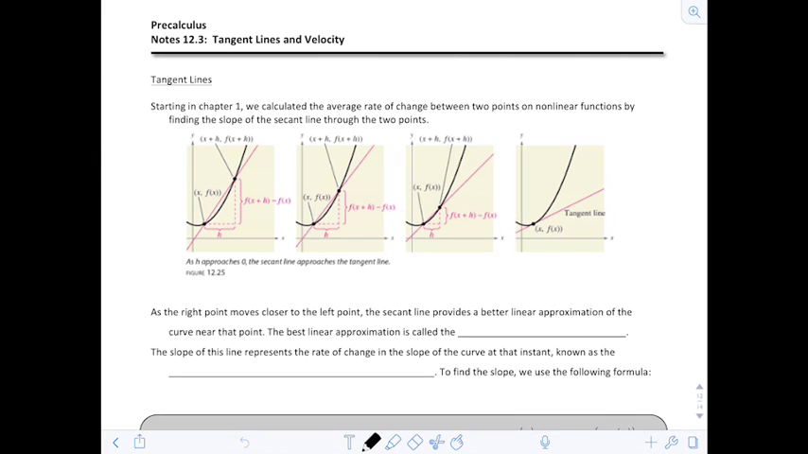Okay, 12.3, tangent lines and velocity. So tangent lines are something that you've studied in geometry. It is a line that will touch a curved area or a curved function in just one place.